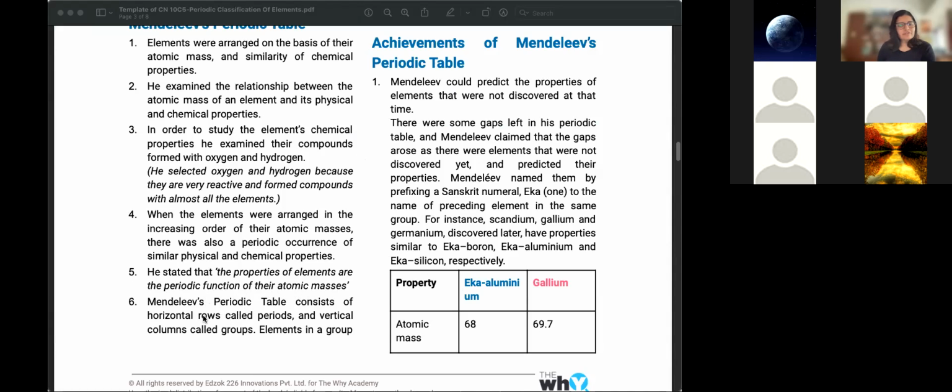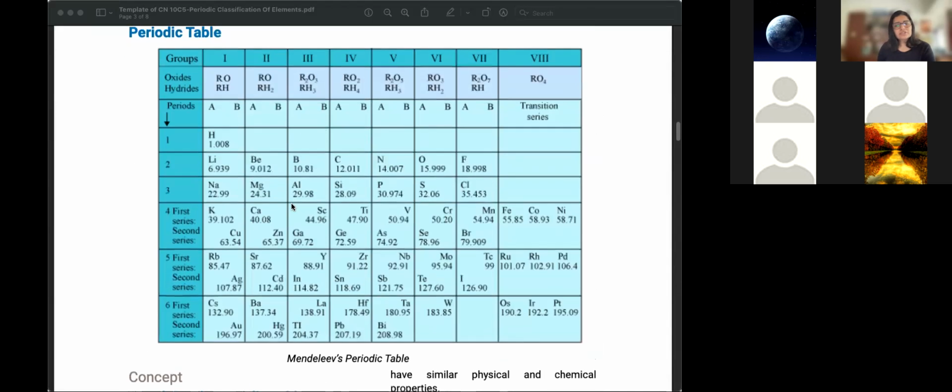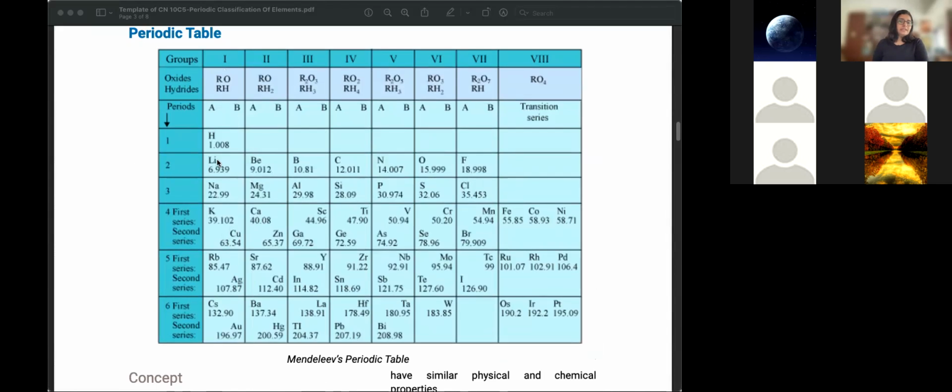Mendeleev's periodic table consists of horizontal rows called periods and vertical columns called groups. So this is also pretty intuitive. Vertical columns are called groups because you group similar things together, right? So in vertical columns you have all the similar elements, so they are called groups. Horizontal rows are called periods because you go through one row and then in the next row the properties repeat again. So that's the idea behind why these are called groups and why these are called periods.